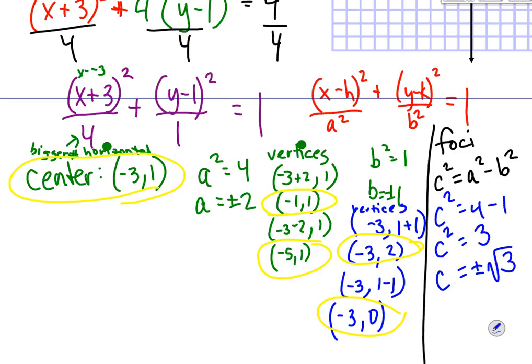Oh, I used a squared and b squared. Yeah, so it's a little deceptive because b is 1 especially. So the square root of 3, am I right in thinking that's about 1.7?